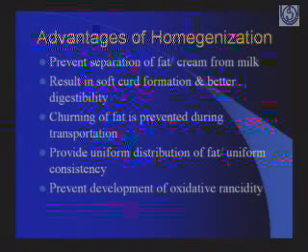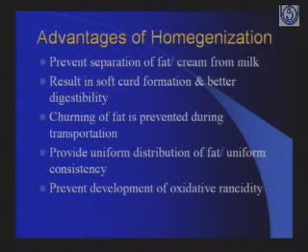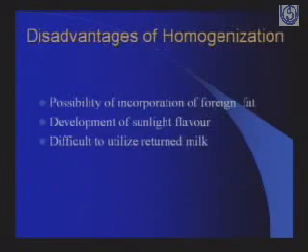Then advantages of homogenization. Homogenization prevents separation of fat, cream from milk. There is no formation of a cream layer and no separation of fat, resulting in soft curd formation and hence better digestibility. Churning of fat is prevented during transportation. It provides uniform distribution of fat and uniform consistency of the milk, and the development of oxidative rancidity is decreased.